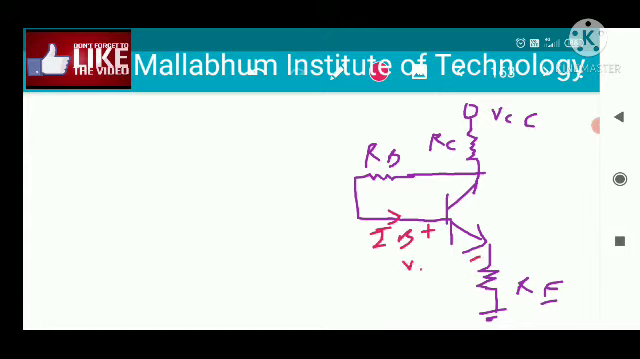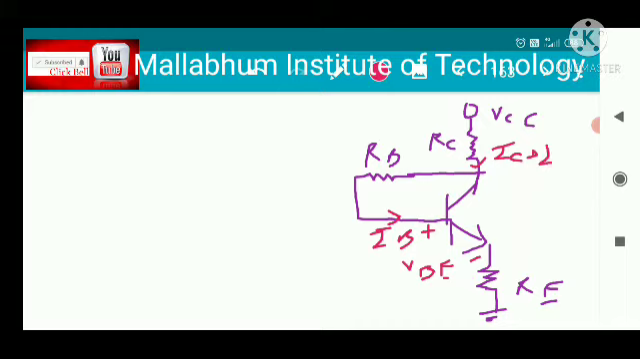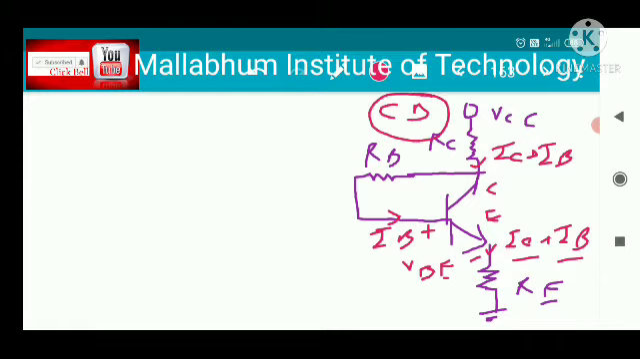This is the base to emitter voltage. This current is IC plus IB, because IC plus IB is flowing through this, and IB is flowing through this base terminal. This is the collector, this is the emitter, and through the emitter flows IC plus IB again, because the emitter current is the summation of IC plus IB. So that is the configuration of the collector to base bias, and now we have to analyze this circuit.